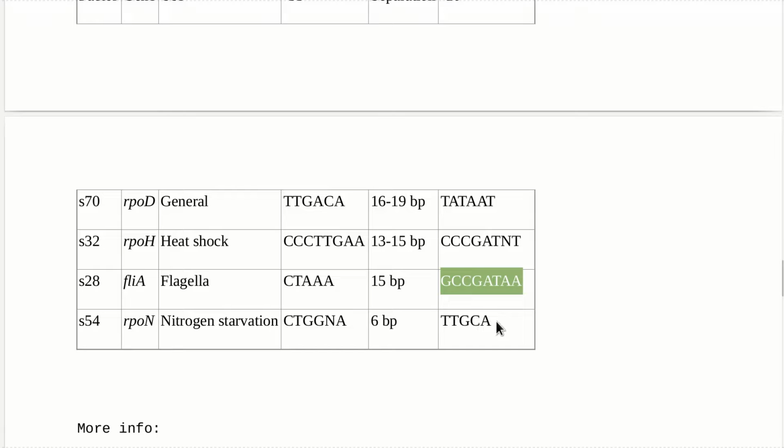This one is for nitrogen starvation, genes that are produced whenever the bacteria is under nitrogen starvation conditions. Those genes, this is the promoter, the place where RNA polymerase will stick.